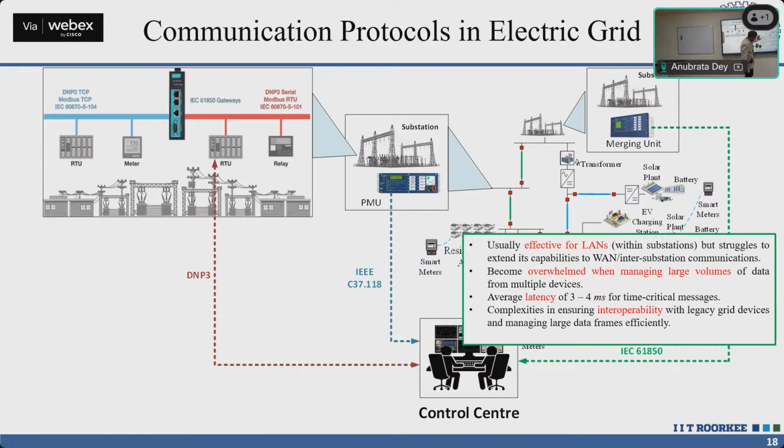And the last one, which is already covered by Professor Sidhu, is 61850. This is usually effective for local area networks, within the substation.